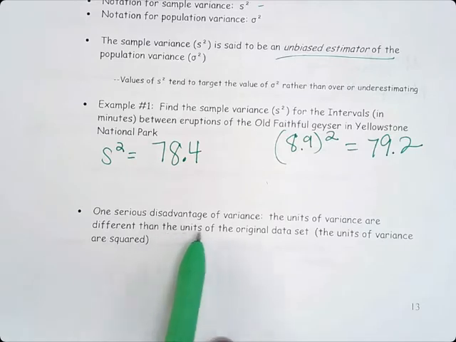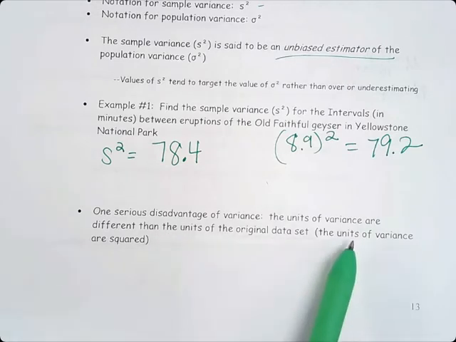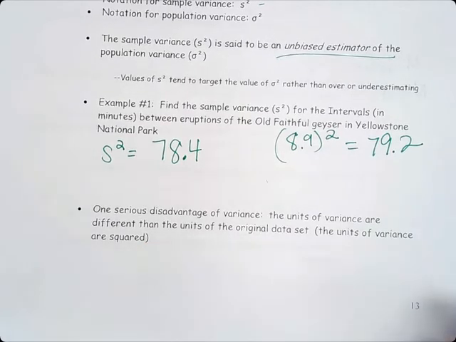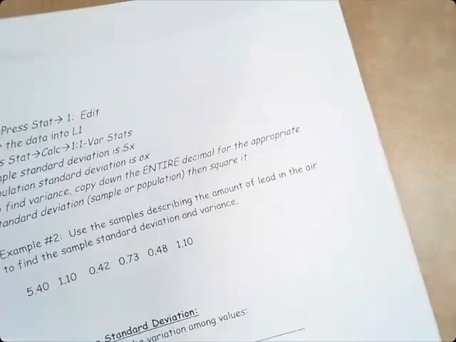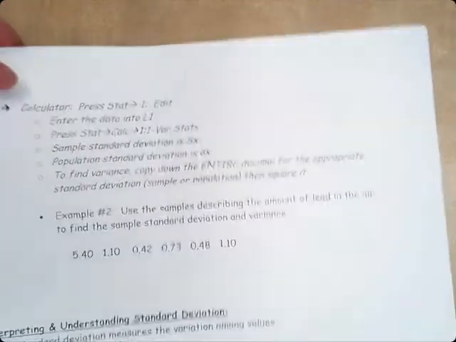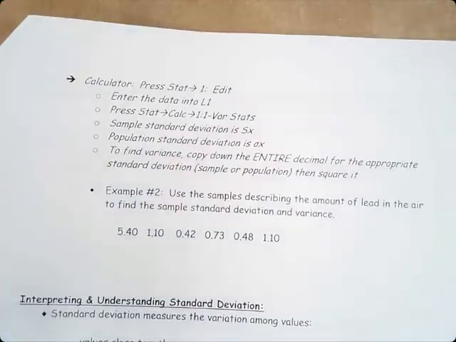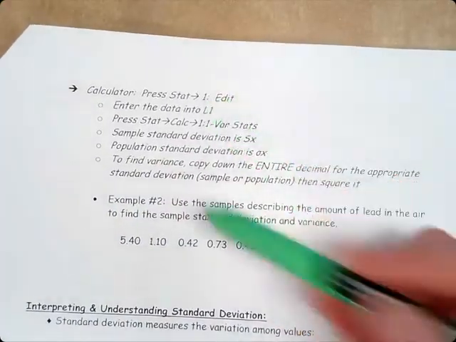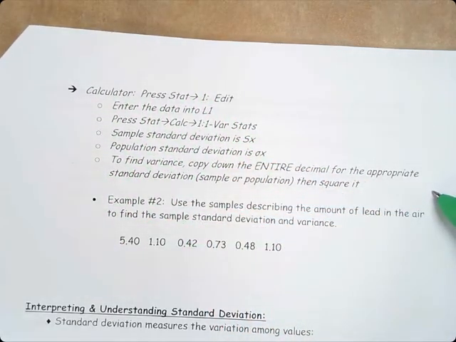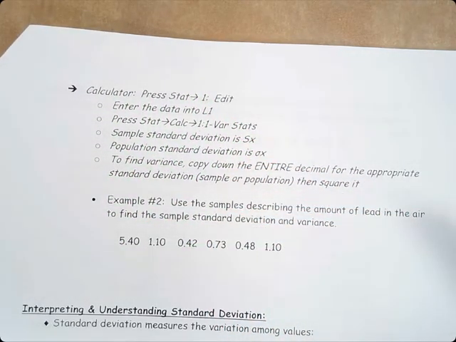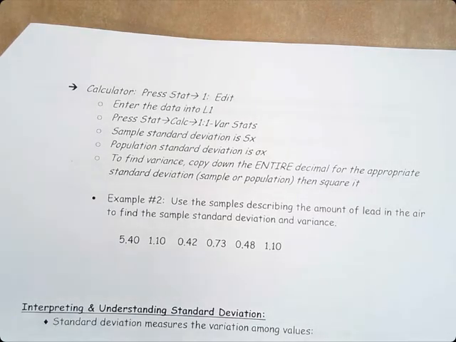One serious disadvantage of variance is that the units of variance are different than the units of the original data. So the units of variance are squared. All right, y'all are going to hate me because we have instructions on how to do it with the calculator. You can find your standard deviation and variance using the calculator. I guess you shouldn't hate me because I am sharing that with y'all.